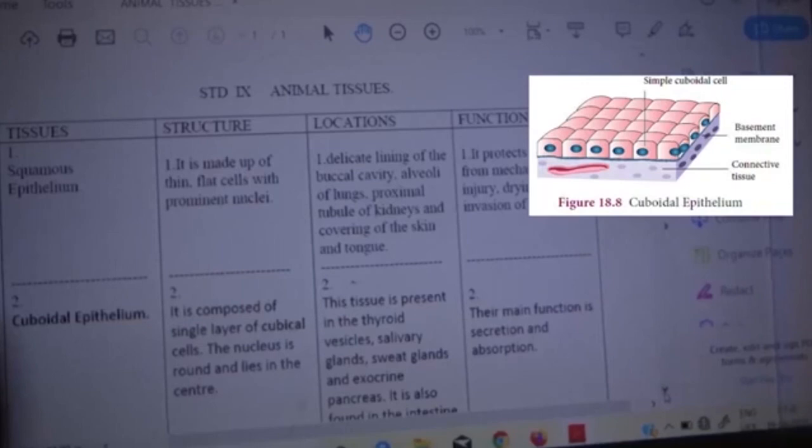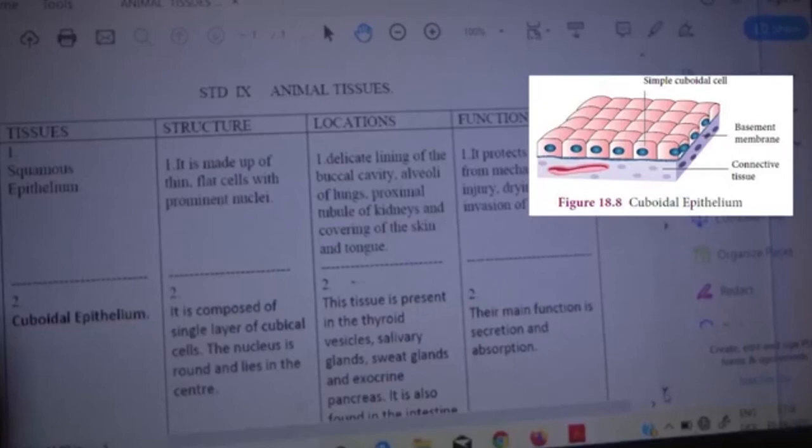The second one, cuboidal epithelium. The shape is cubical, and the nucleus is round and lies in the center, and it is only a single layer. This tissue is present in thyroid vesicles. What is the thyroid gland? It is an endocrine gland formed of numerous follicles. Spherical follicles are present, and each follicle is called a vesicle, lined by cuboidal epithelium.